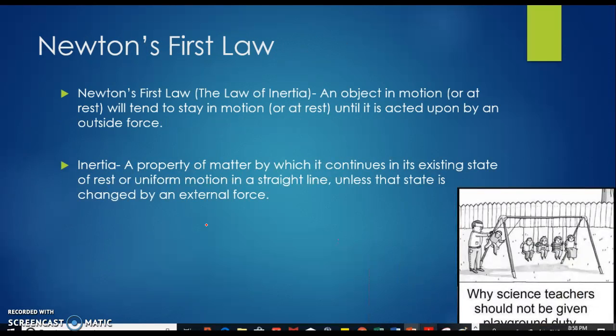Okay, so Newton's first law here. Newton's first law, the law of inertia, states that an object in motion or at rest will tend to stay in motion or at rest until it is acted upon by an outside force. So please write this down in your books. We're going to write down the 3 laws today. What does inertia mean? It's a property of matter by which it continues in an existing state of rest or uniform motion in a straight line unless that state is changed by an external force.